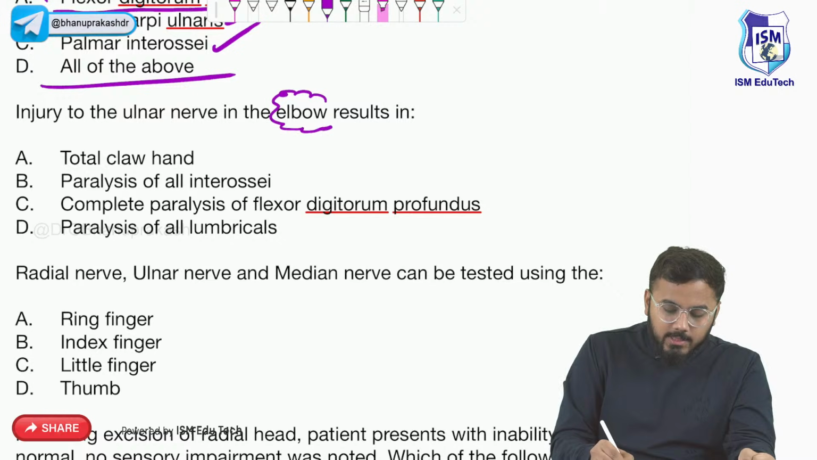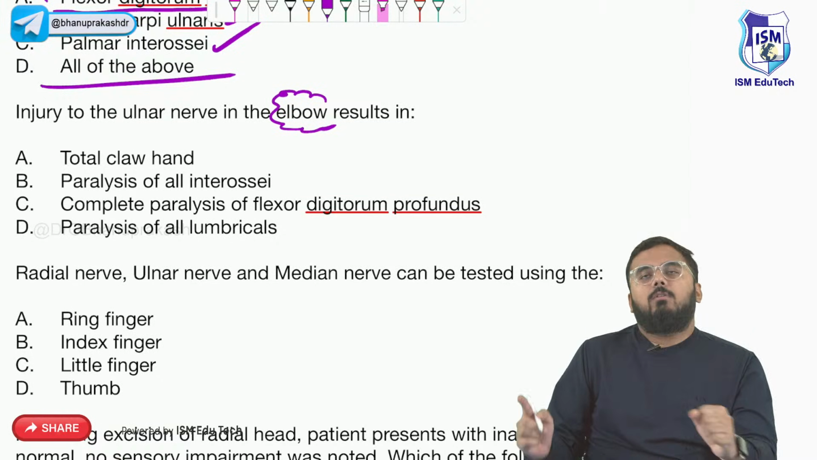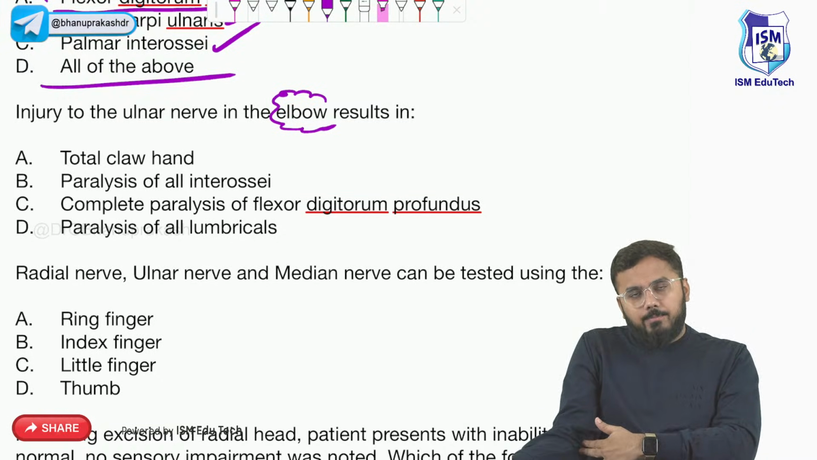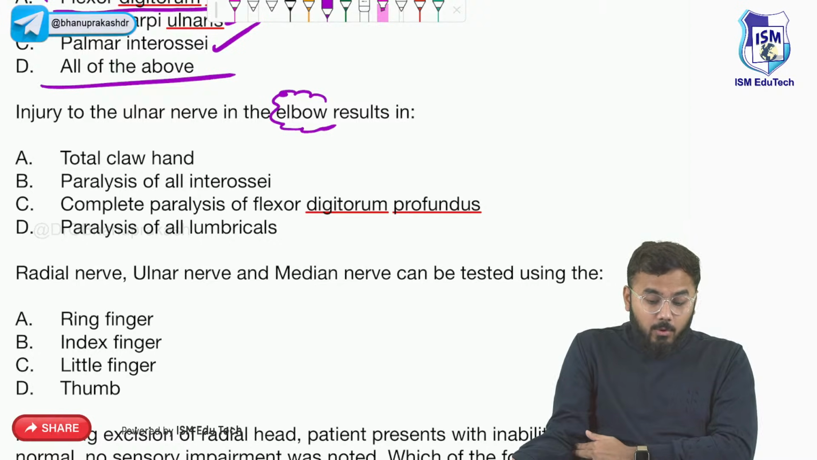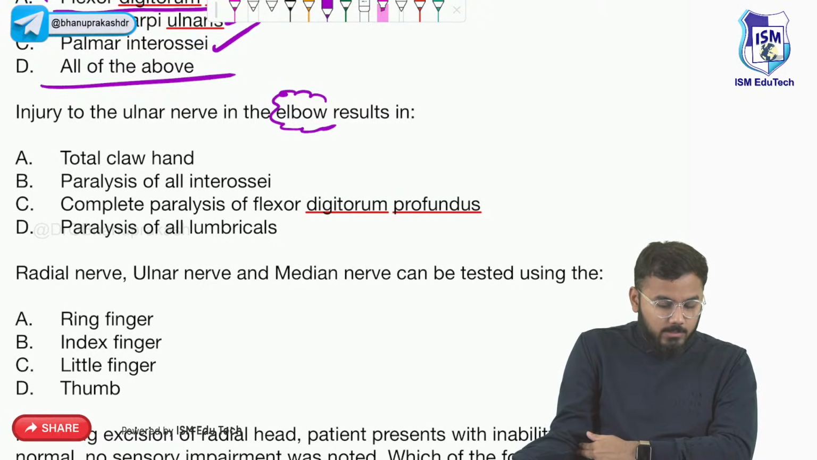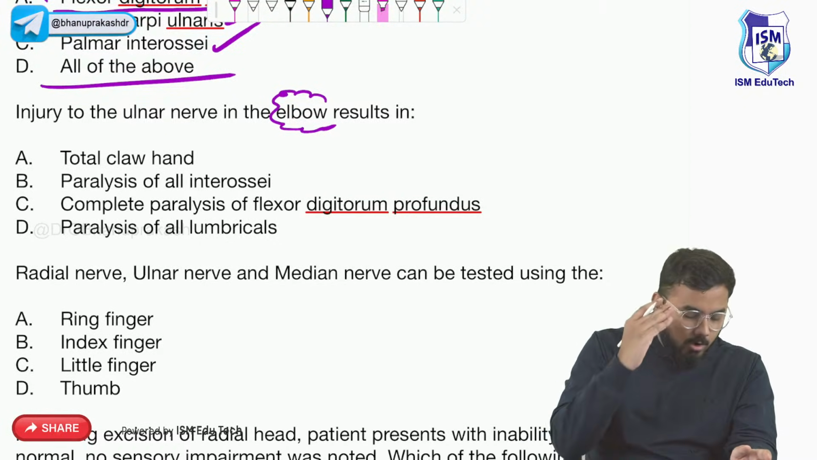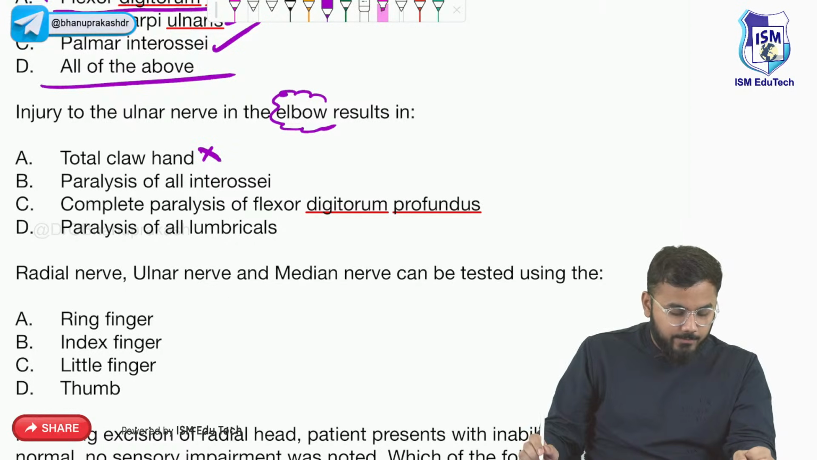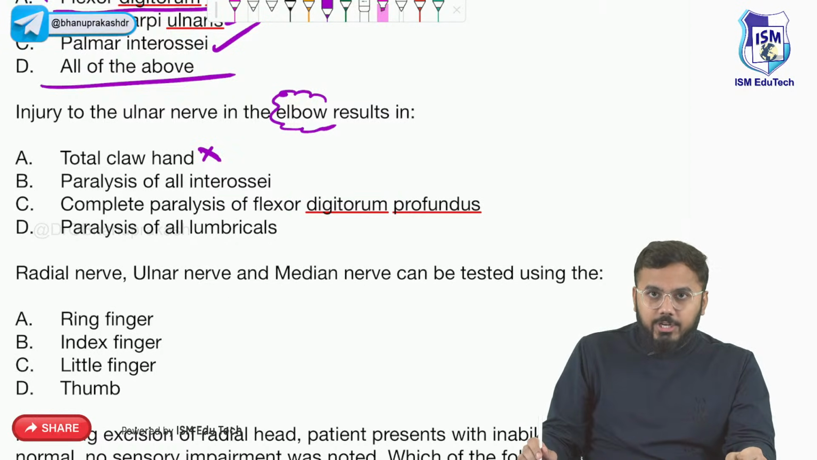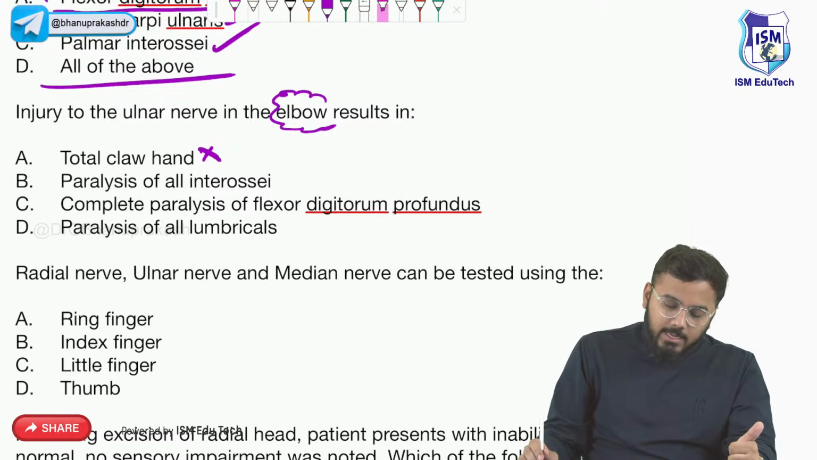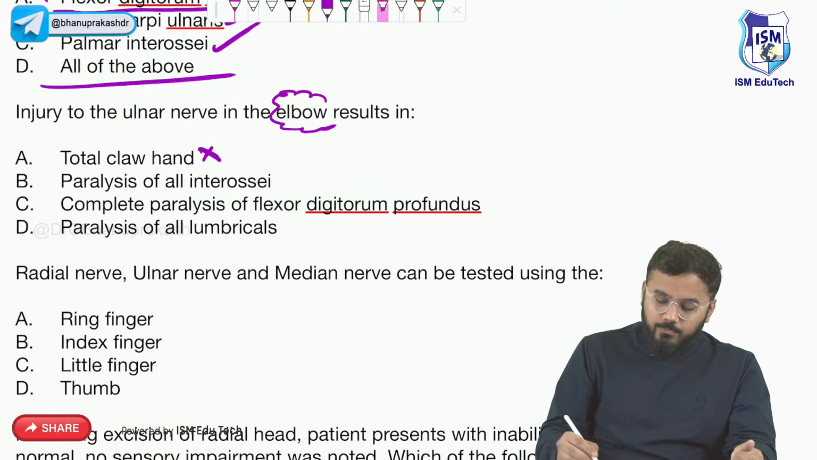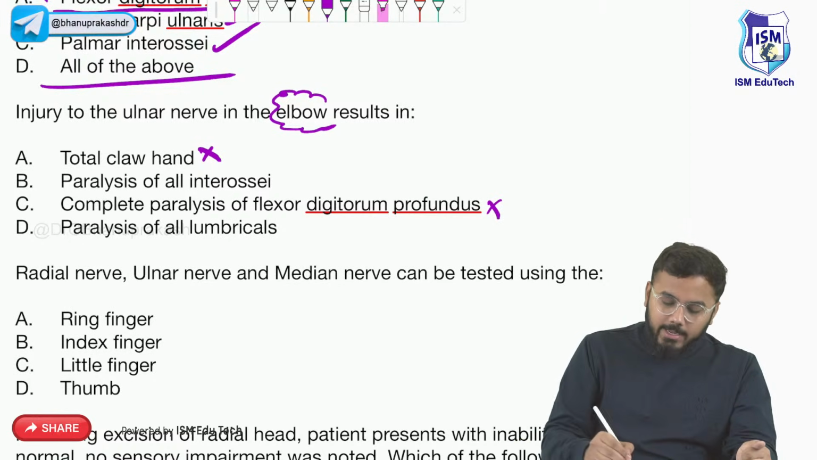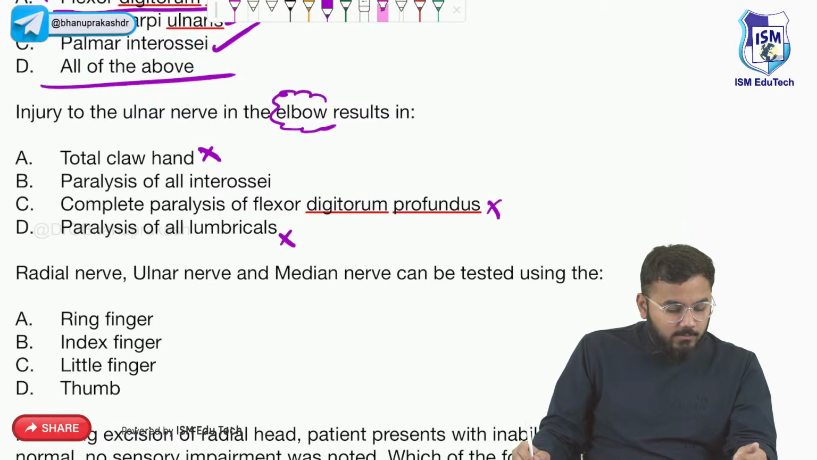Okay. Injury to ulnar nerve in the elbow. If the ulnar nerve is damaged near the elbow, then what is the problem? It is not total claw hand, it is different. Paralysis of all interossei? Yes, paralysis of all interossei will happen. Complete paralysis of flexor digitorum profundus? No. Paralysis of all lumbricals? No.